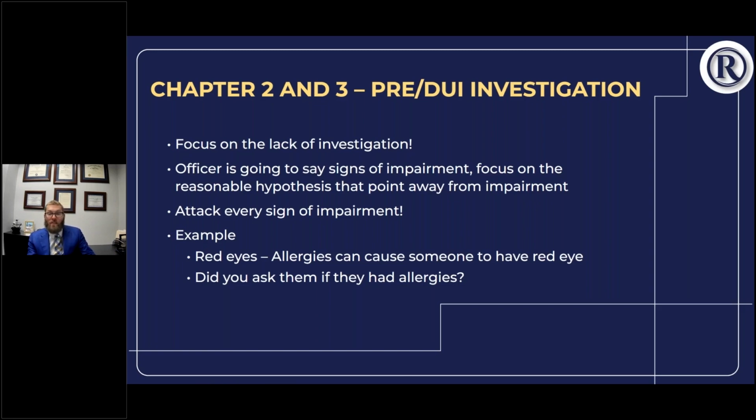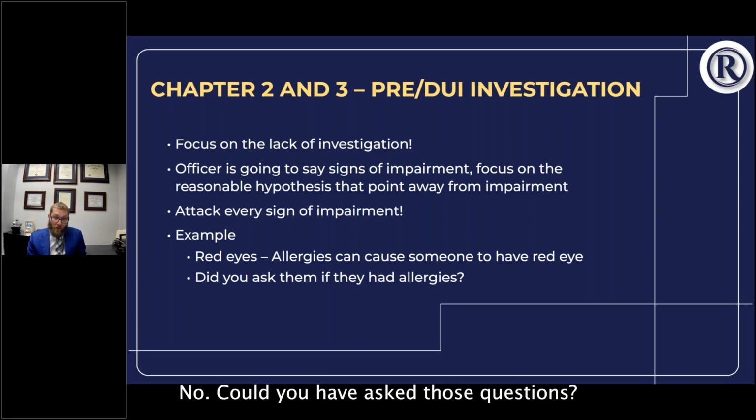So the officer is going to point to the signs of impairment that he saw, and your job is to attack those signs of impairment, showing how there are innocent reasons those signs are not attributable to impairment. So an example is red eyes. Well, red eyes can be caused by allergies. Is that correct, officer? Yeah. Did you ask him if he had allergies? No. Did you ask him if he was on allergy medication? No. Is it allergy season? No. You didn't ask any of these questions? No. Could you have asked those questions? Yes, I could have. But you chose not to, right? That wasn't worth your time.